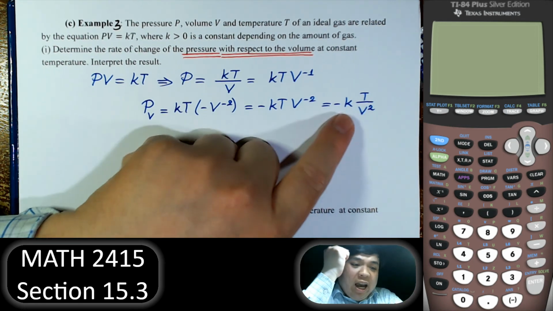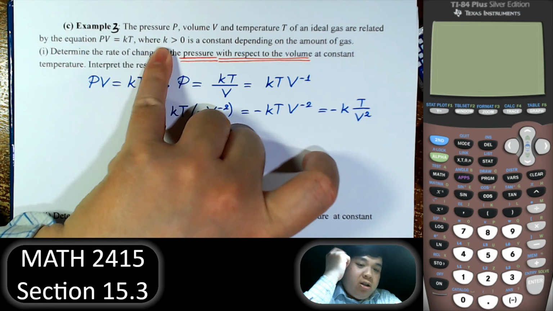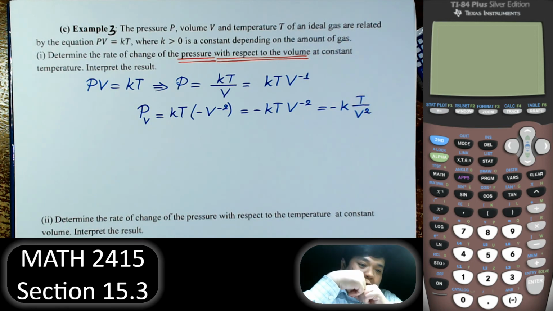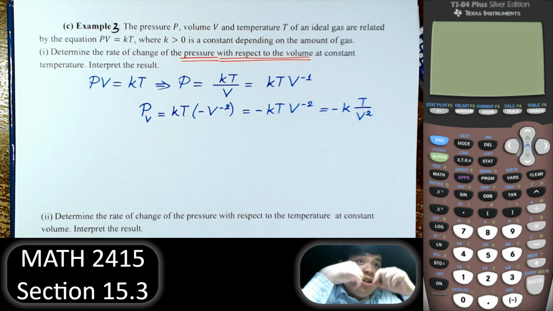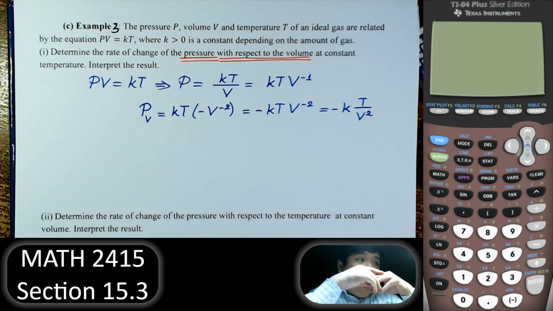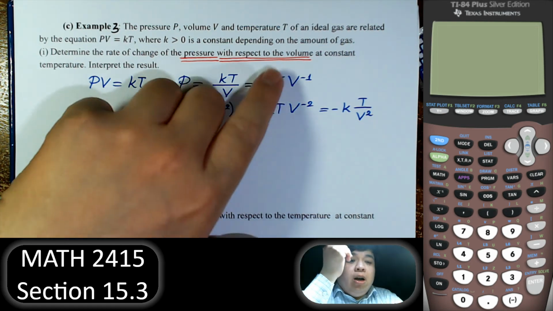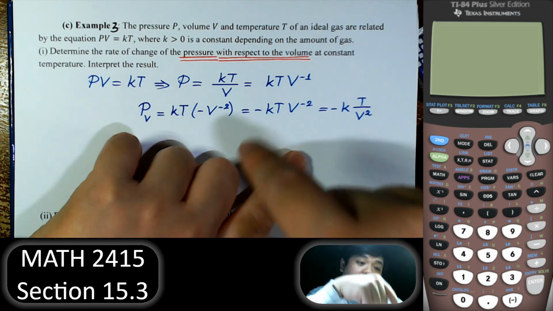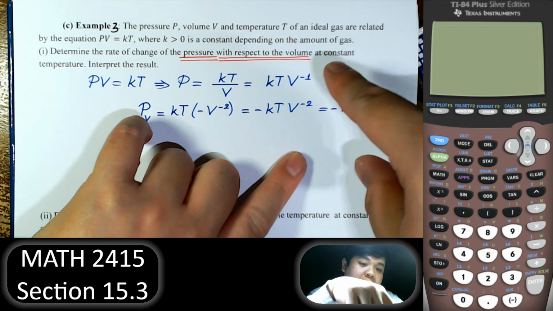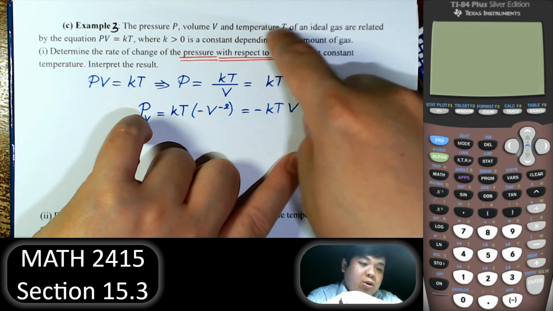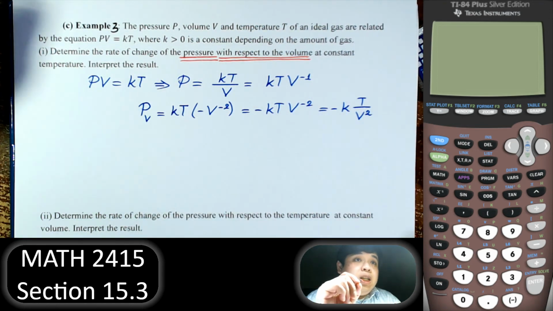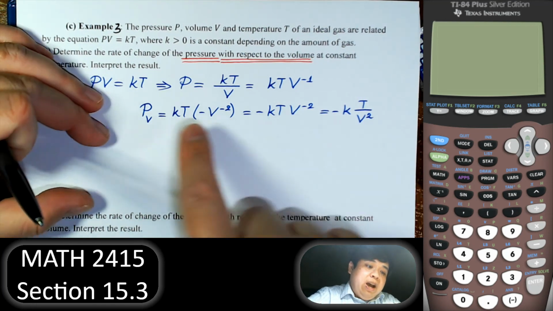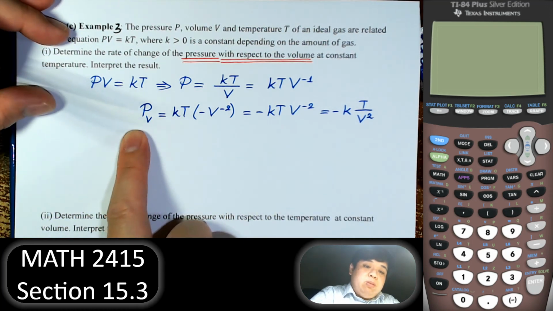What we have here is K, a positive constant. T is the temperature. But in this formula, there's one more thing we need to worry about. The temperature here is not measured in Fahrenheit or Celsius, where it can be negative. The temperature here is measured in Kelvin, so absolute temperature cannot be negative. So that T is not going to be negative. So we have positive, positive, positive, and negative. So the derivative of pressure with respect to volume is going to be negative.